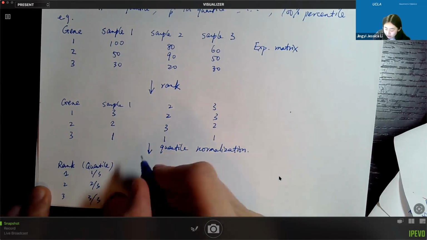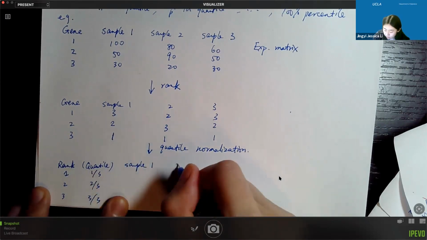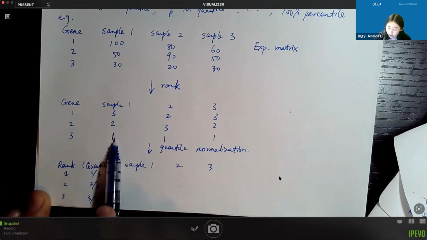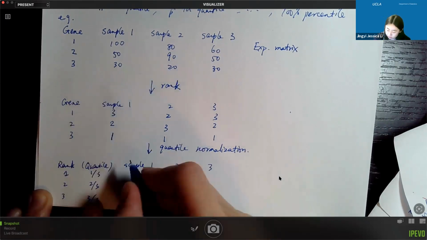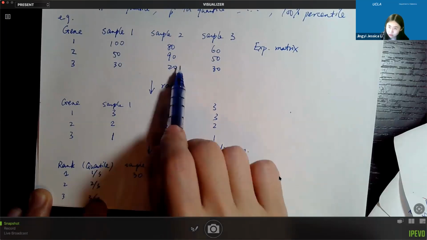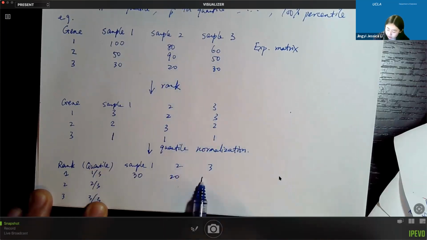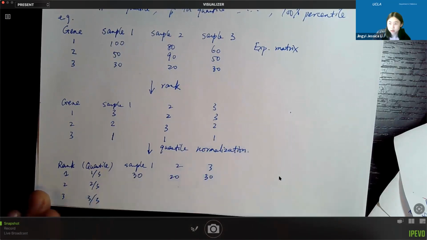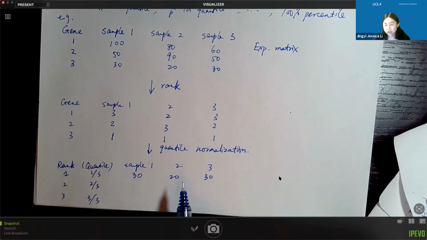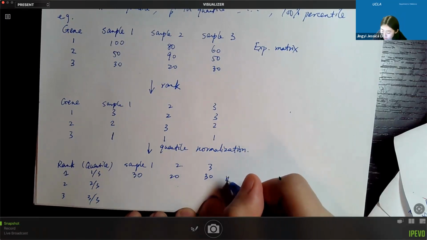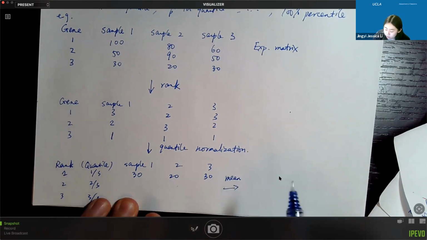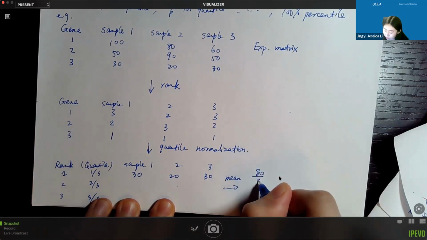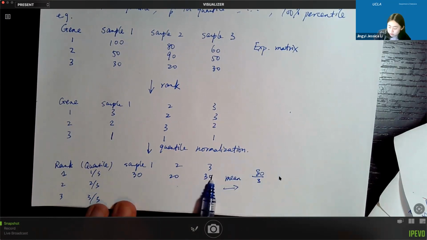And then I look at the samples. So what is the quantile for rank 1 in sample 1? That's 30. Sample 2, that's 20. Sample 3, that's 30. So as I said, I want to match them. And the best way to match them is to take the average. So I take the mean. So that will give me 30, 20, 30. How much is that? That will be 80 divided by 3. That will be the average across the 3 samples.